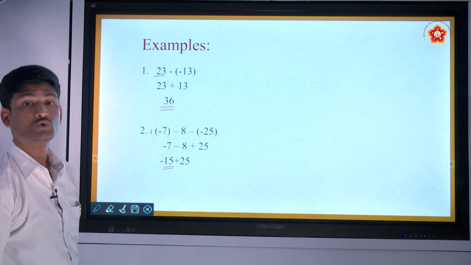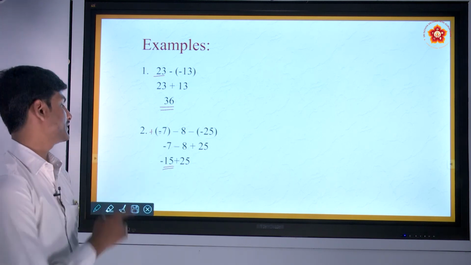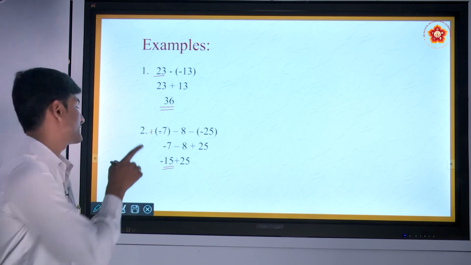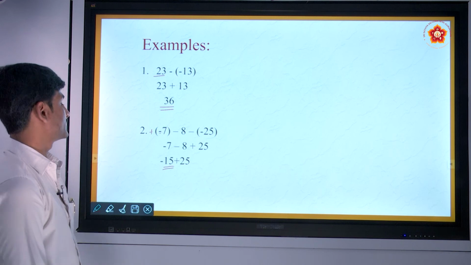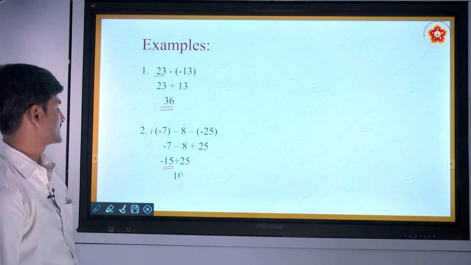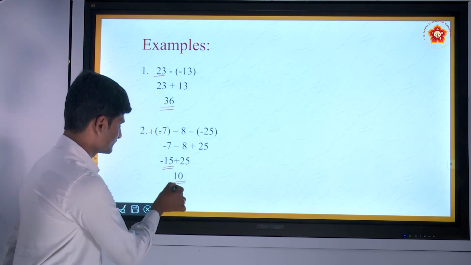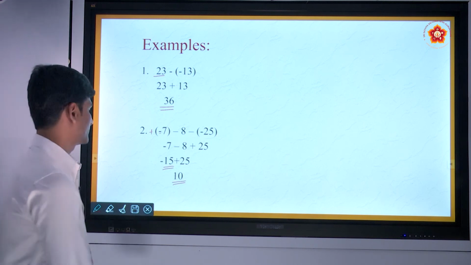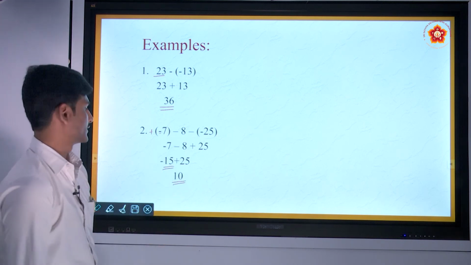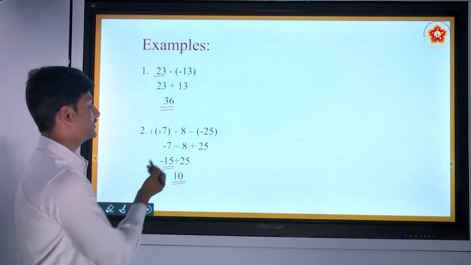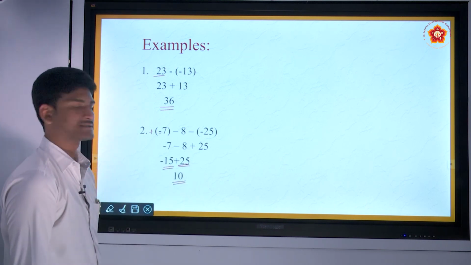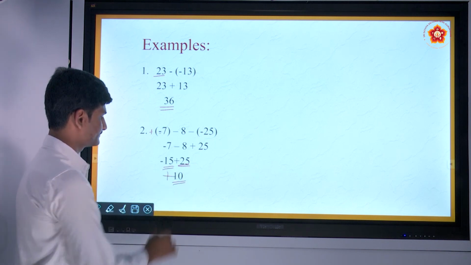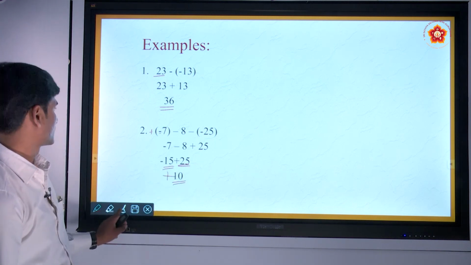When you have one negative and one positive integer, we must subtract, right? 25 minus 15 is 10. The answer will take the greater number's sign, right? Which one is greater, 15 or 25? 25 is greater. Sign positive plus, right?